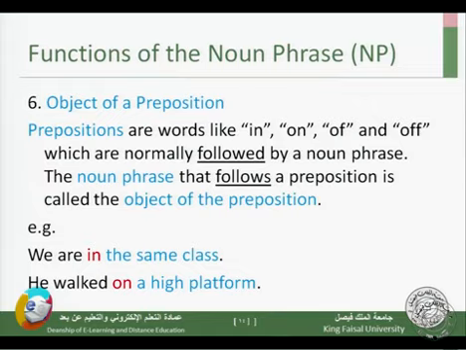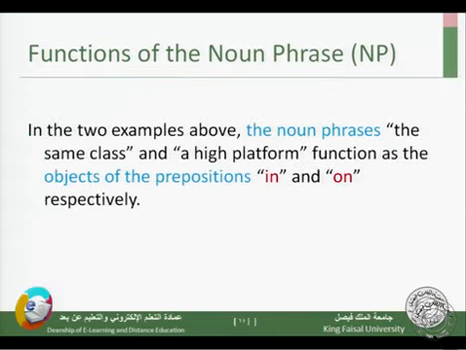He walked on a high platform. A high platform is a noun phrase. On is a preposition. You notice the noun phrase came after the preposition, and it serves or functions as the object. Okay, so here it is the object of the preposition on. A high platform is the object of the preposition on.